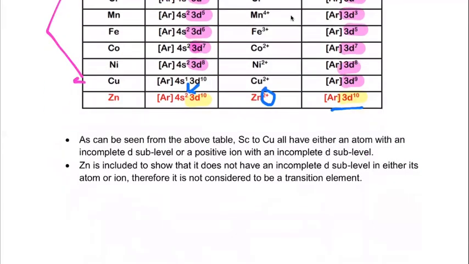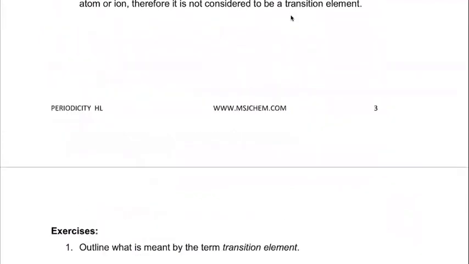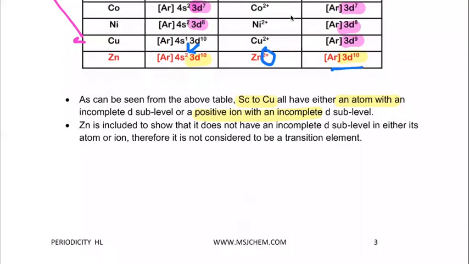And that's basically what these bullets down here are kind of summarizing. So it says that, scandium to copper, they have either an atom or a positive ion. So one or both. Zinc is only included to show its configuration so that you guys can see that it does not have an incomplete D sublevel as an atom or an ion.